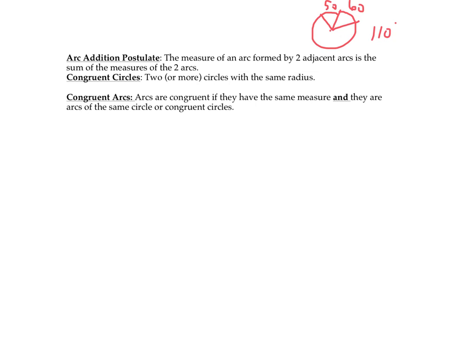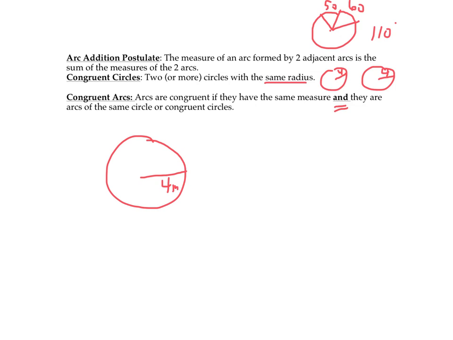Just add them together. Okay, congruent circles are two or more circles with the same radius. So if you see two circles and they both have a radius of 4, then they are said to be congruent to each other. Congruent arcs. Arcs are congruent if they have the same measure and they are arcs of the same circle or congruent circles. So you'd have to have, let's say we have two congruent circles, each with a radius of 4 inches.